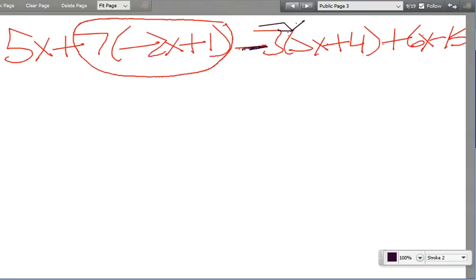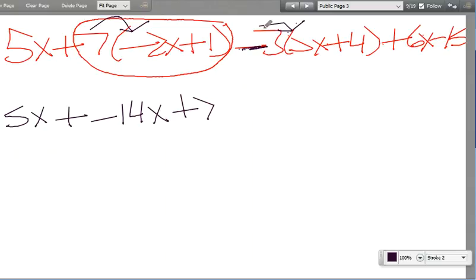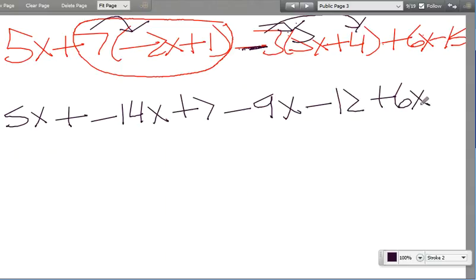So here we go. We have 5x plus 7 times negative 2x, which is negative 14x, 7 times 1, which is plus 7. Then we have negative 3 times 3x, which is negative 9x. Then we have negative 3 times 4, which is negative 12. And then we have plus 6x minus 15. Okay, now we combine like terms.